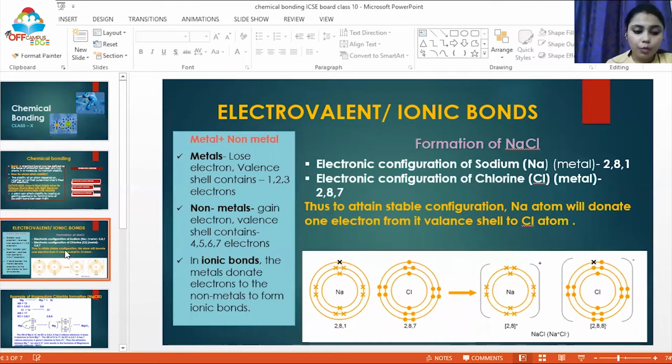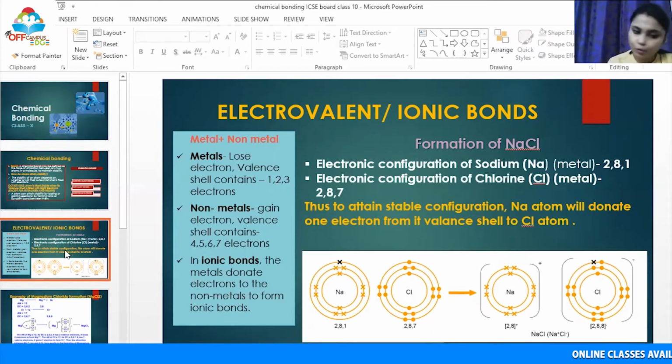Now, metals always lose electrons and they always contain 1, 2 or 3 electrons in their outermost shell. Non-metals gain electrons and their outermost shell contains 4, 5, 6, 7 electrons. Now, remember, the metals lose electrons as they contain 1, 2 or 3 electrons in their outermost shell.